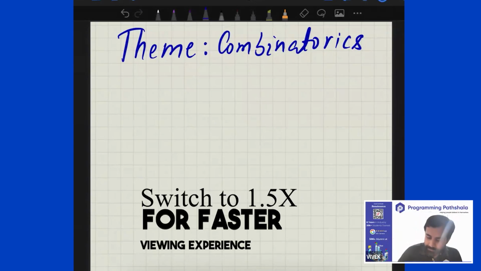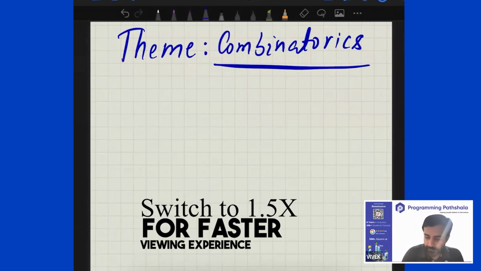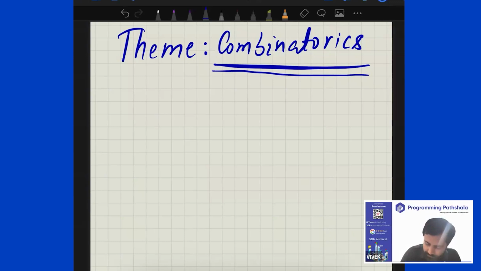So the theme of today's session is combinatorics. While talking about combinatorics, there is an important prerequisite, so we will touch base upon that. It's very simple, but still let me reformulate that for the sake of everyone.